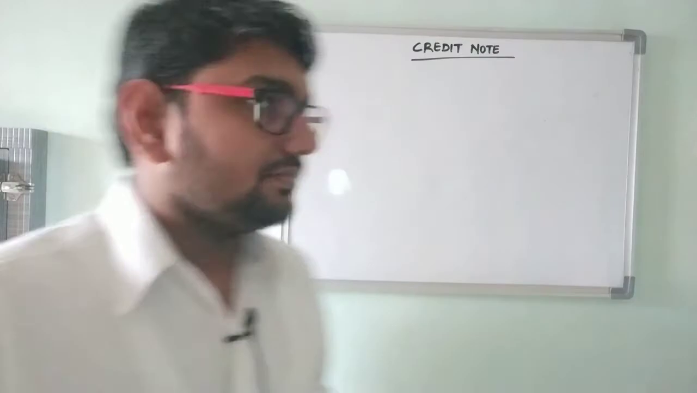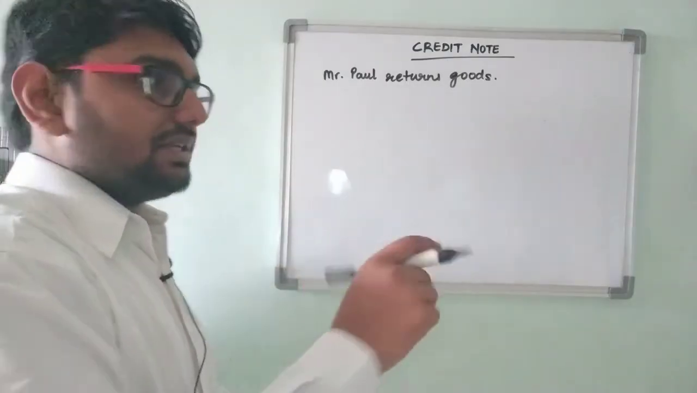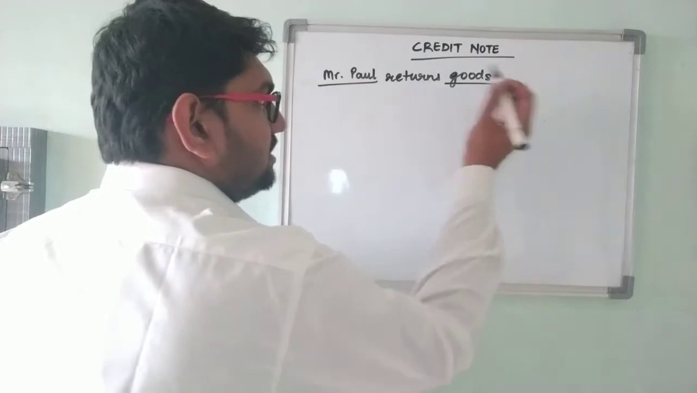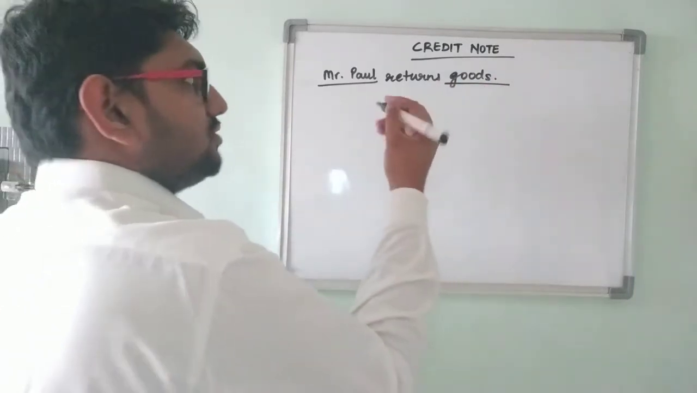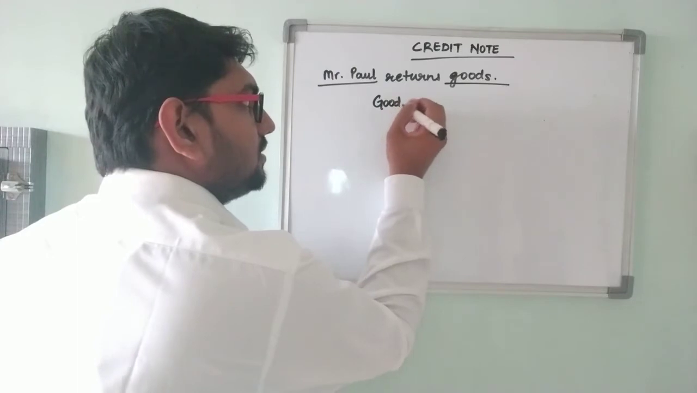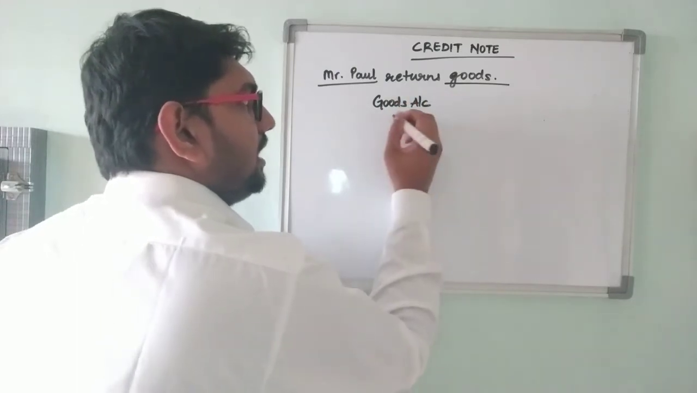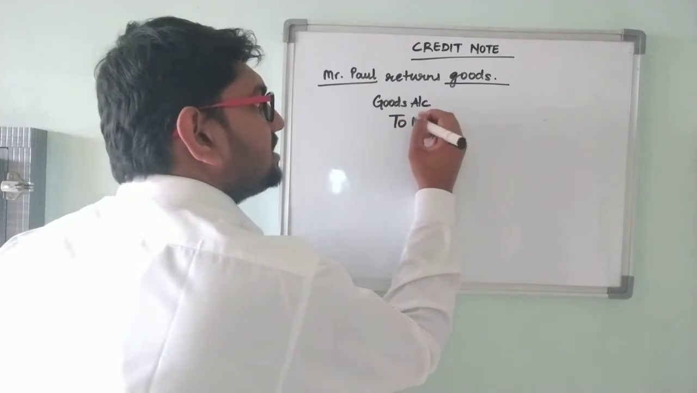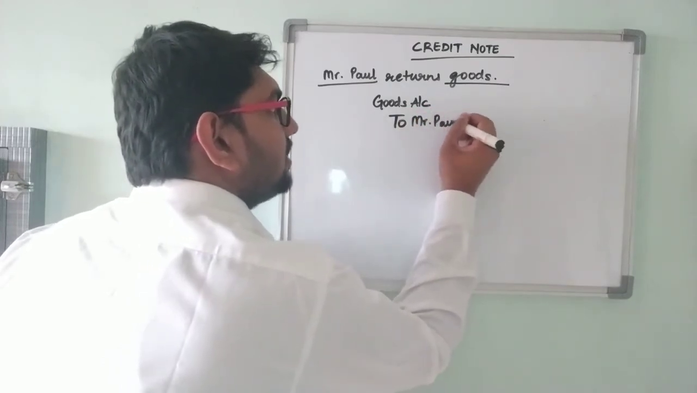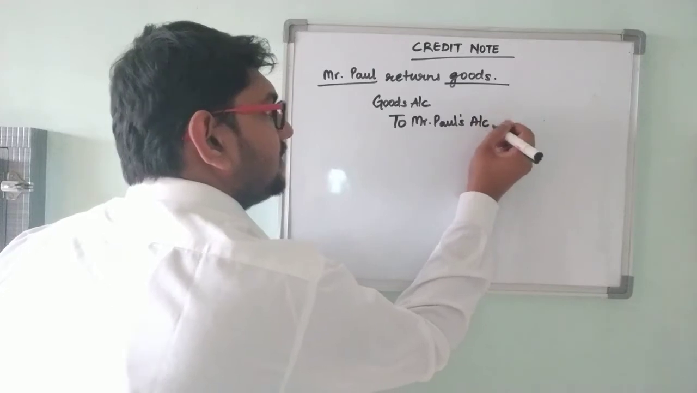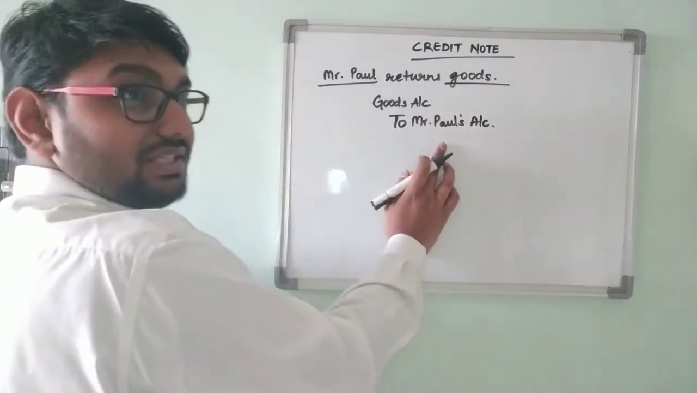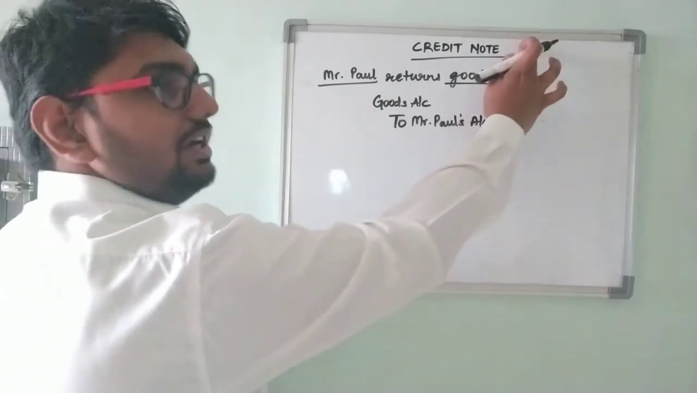Now the same question arises, why to issue a credit note? For which you will have to understand its journal entry. So according to our example, Mr. Paul wants to return the goods to us. So here there are two important aspects, that is Mr. Paul and goods. Now the goods are coming in, so I will debit the goods account and I will credit Mr. Paul's account because Mr. Paul is the giver. See, I am crediting Mr. Paul's account, hence I will issue a credit note.